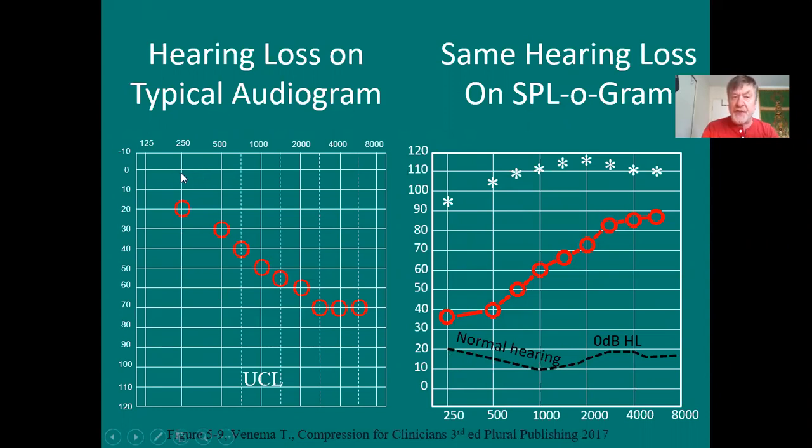So really this 0 line at 250 is actually 20 dBSPL, and 0 at 500 is actually about 15, and 0 at 1,000 is actually about 10, and so on. You know what I'm saying?